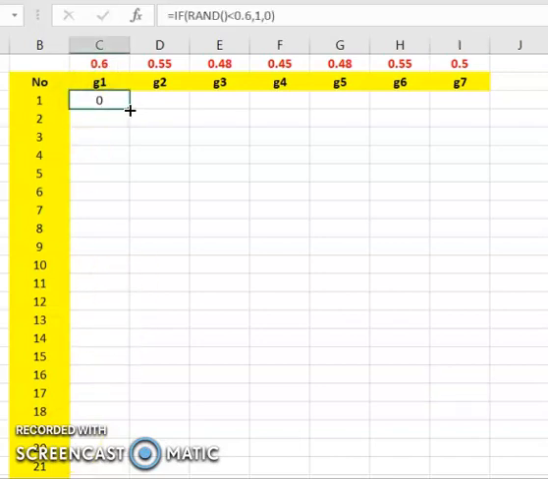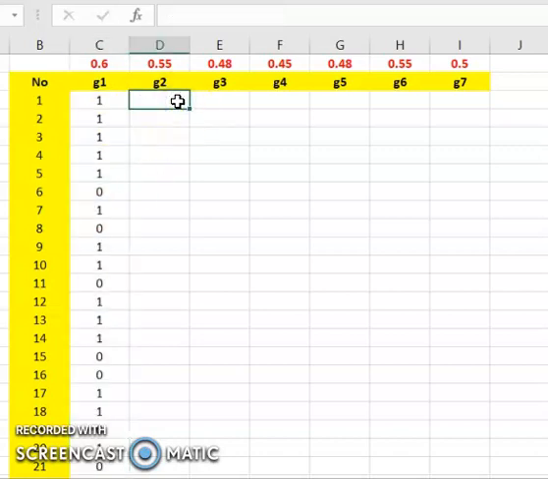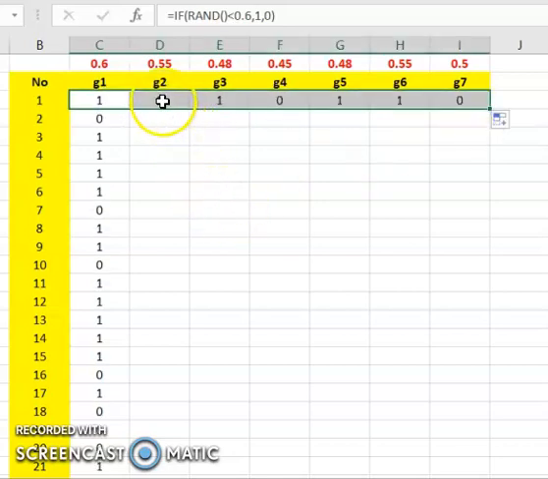Now I drag the formula I put here for the rest of the runs. For example, for the first run, Atlanta wins, second win, win, win, win, loss, win, loss, win, win, loss, and like that. Okay, we are going to continue to do the same thing here with these formulas that we have here. We just need to change the numbers here.